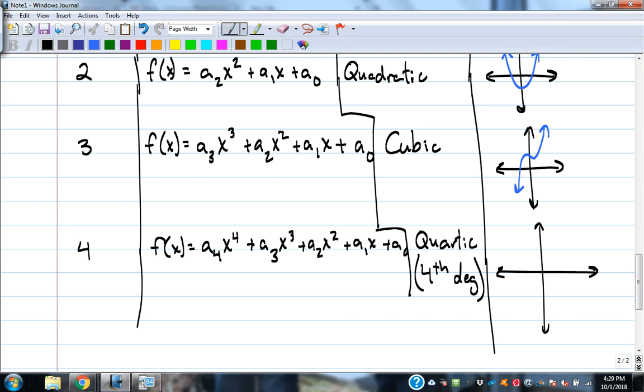But the general look of a 4th degree equation, it kind of mimics a quadratic in that both ends point the same direction. The difference is you can have this hump in the middle here. And if you get a 5th degree polynomial, it looks a lot like a 3rd degree polynomial, just you can have more humps in the middle. 6th degree polynomials can have more humps in the middle, but they look a lot like the 4th degrees. And 4th degrees look a lot like quadratics, okay?